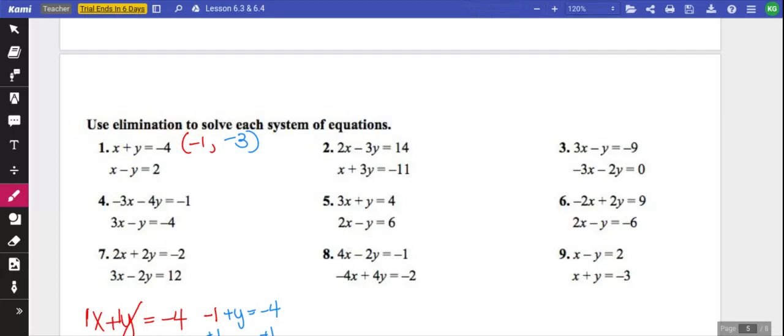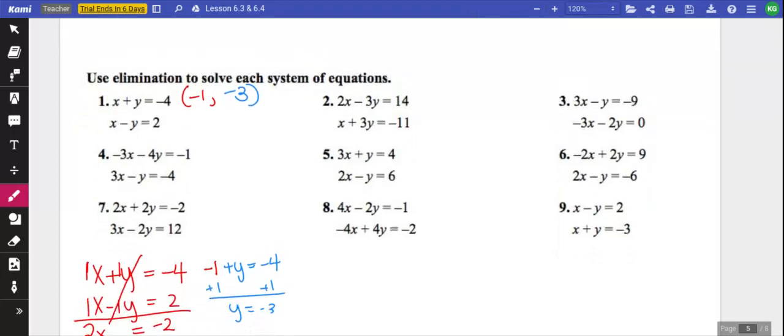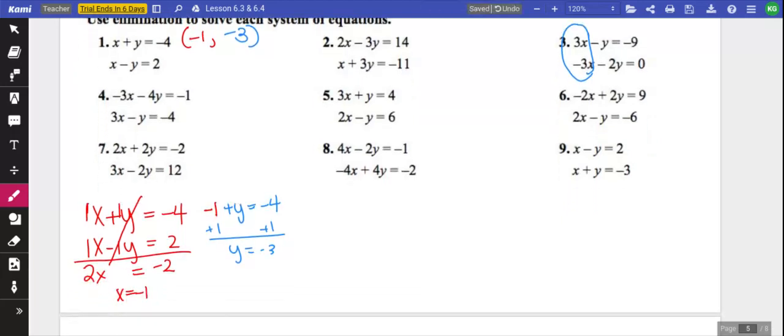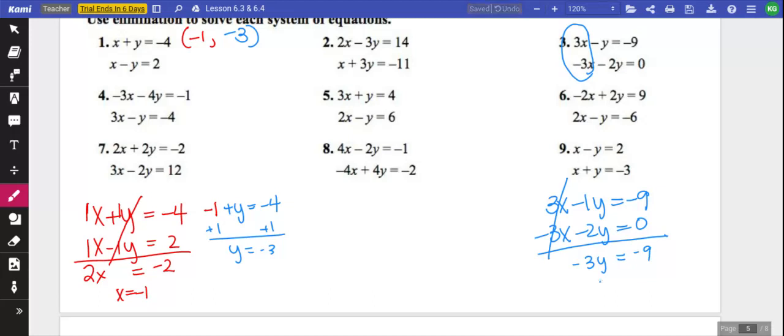So looking ahead at number 3, I'm noticing that the x's both have 3 as the coefficient, and one is negative and one is positive. So when I go to combine them, they will cancel out. So I have 3x minus 1y equals negative 9. Negative 3x minus 2y equals 0. So those, when I combine them, will cross out. Negative 1 combined with negative 2 is negative 3. And negative 9 and 0 gives me negative 9. Divide both sides by negative 3, and I get y to be 3.